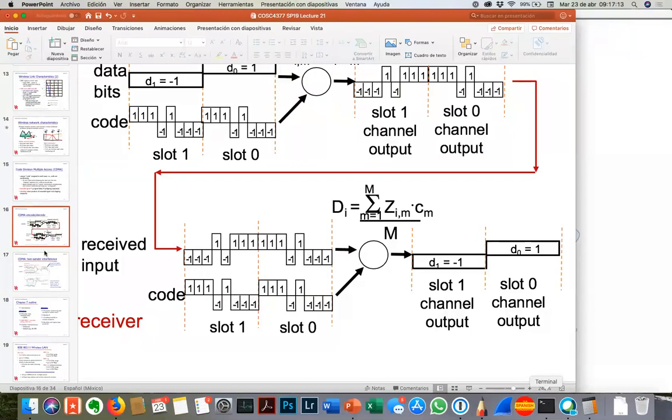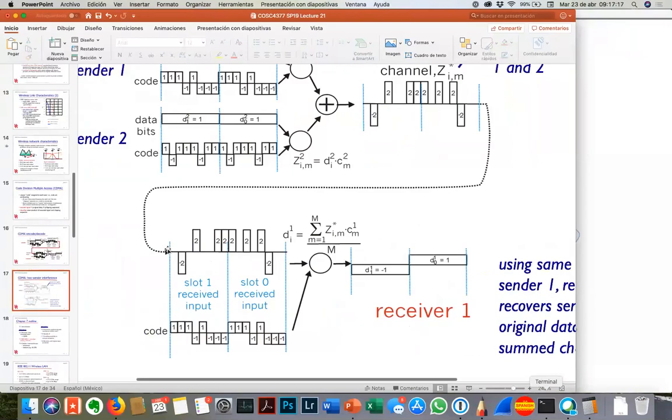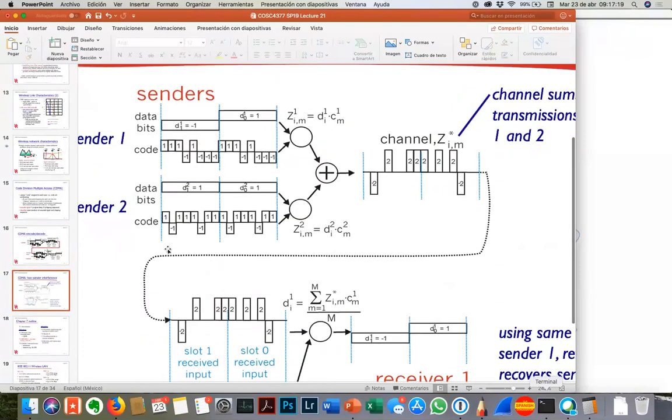To get a little more interesting, if you do 2 users at once, each of whom has a slightly different code, the first person has the same one. It's the same user. The second person has a different code. This one has data to send of -1 and 1, and this one has 1 and 1 to send. So you encode each of these things together. They each come out with their little sequence, but then you add them together because it's radio waves. They combine.